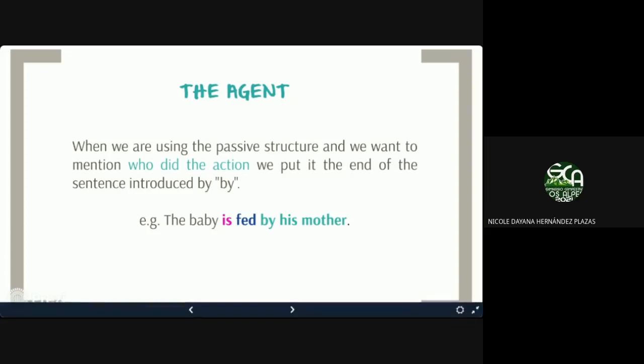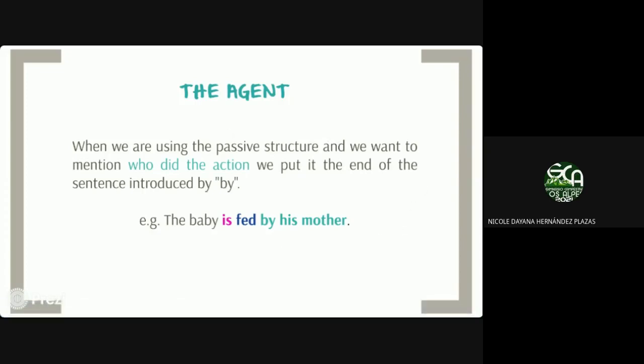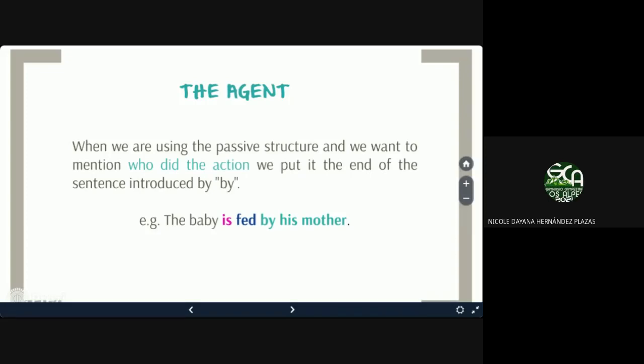So, the baby is fed by his mother. Questions about it? Some seconds to take notes.